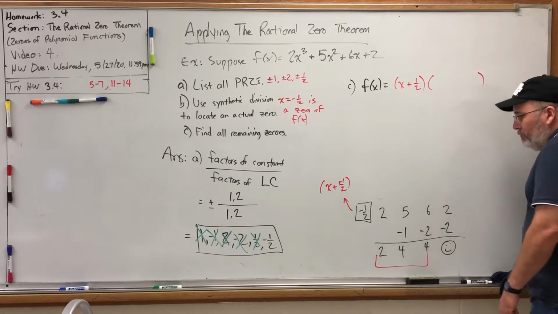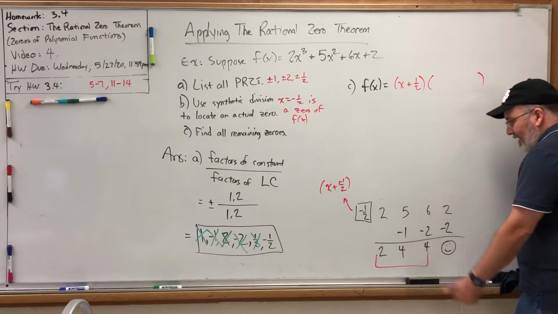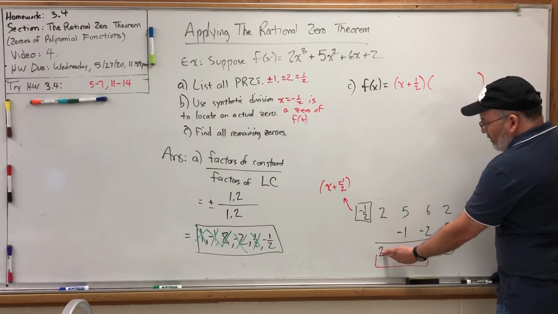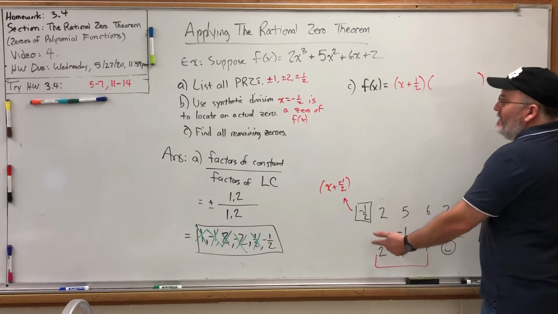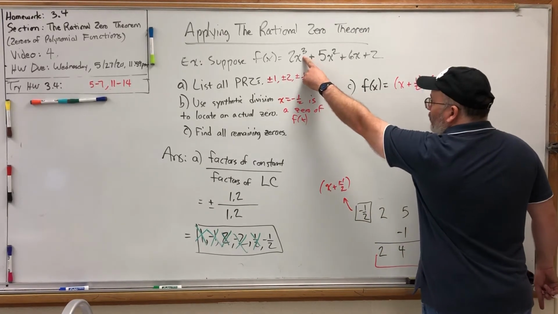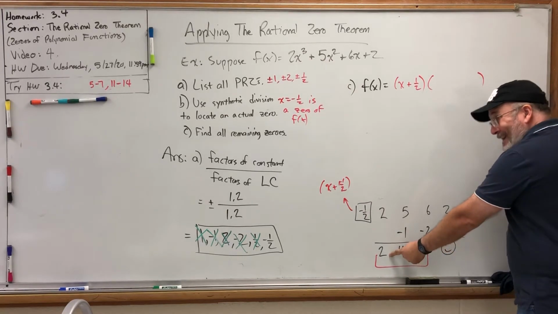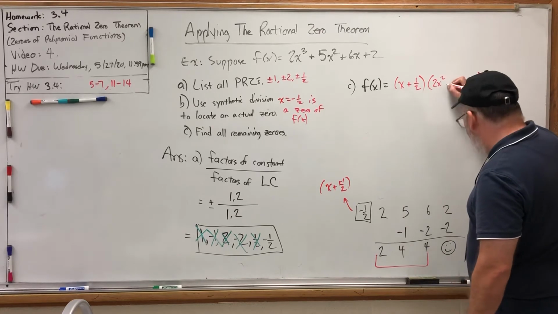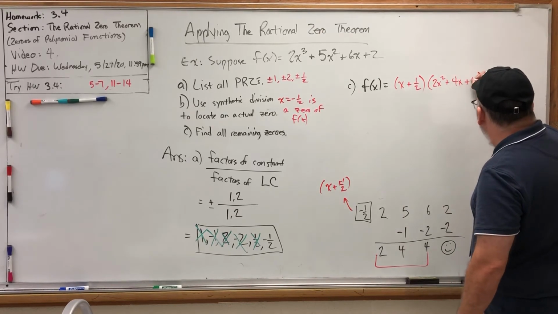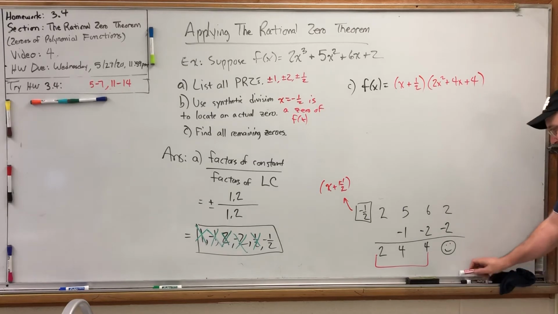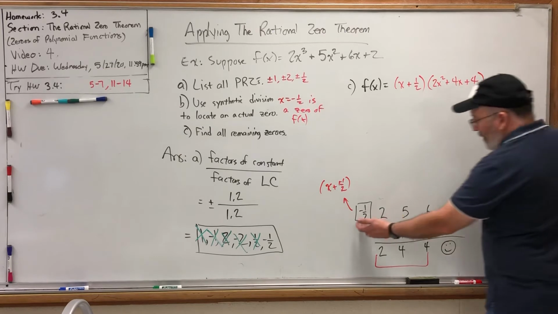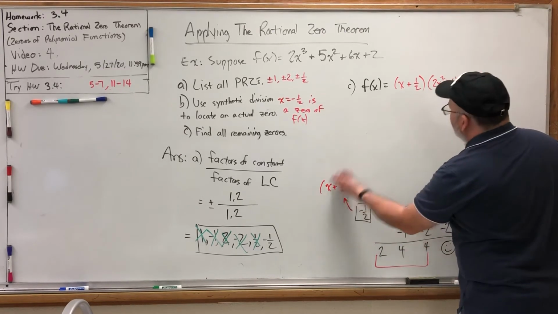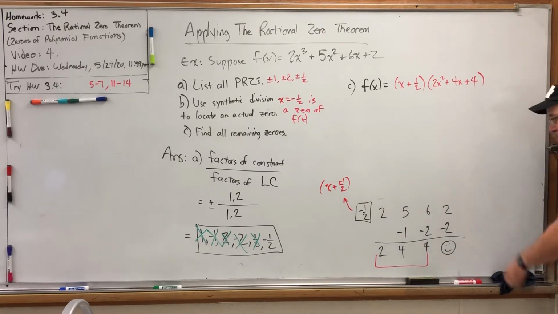Just remember, when you do a division problem synthetically, the degree of the quotient is 1 less than the degree of the dividend. So if this were a third degree polynomial, then this represents a second degree polynomial. We start with x squared. So 2x squared plus 4x plus 4. That's the advantage to having a remainder of 0. You get 2 factors. One, by taking the 0 in the box and turning it back into a factor, and 2, by taking the quotient and turning it back into a polynomial.